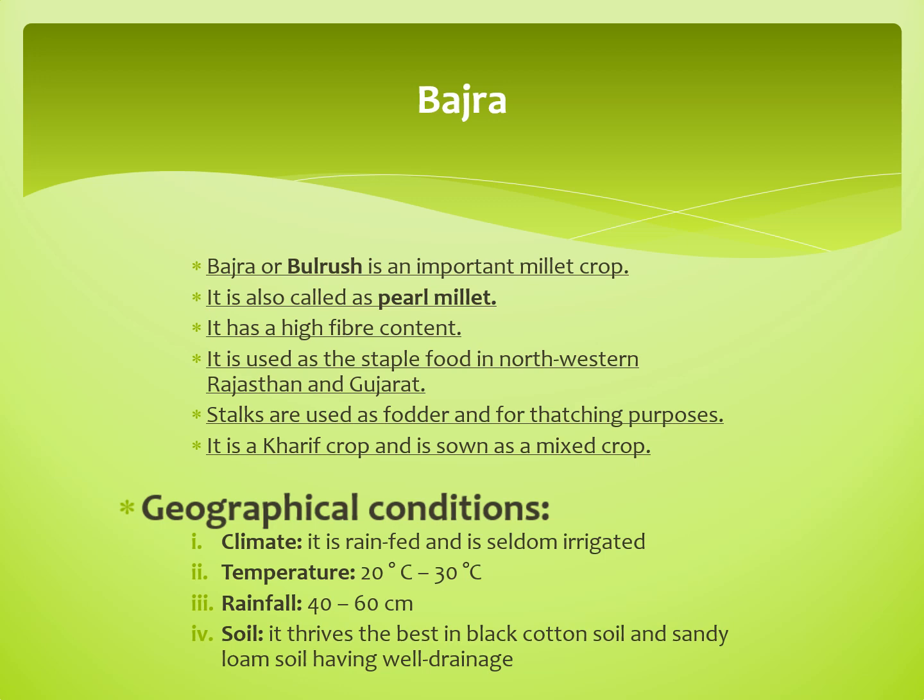Next is temperature. The ideal temperature of its growth is in between 20 degree to 30 degrees Celsius. Rainfall. Bajra is suited to areas of low rainfall and can be grown even in tracts which receives less than 50 centimeters of rainfall. It is seldom grown in areas where rainfall exceeds 100 centimeters. Light monsoon showers followed by bright sunshine provide the most suitable weather conditions in the early stages of growth. Soil. It thrives the best in black cotton soil and sandy loam soil having well drainage.